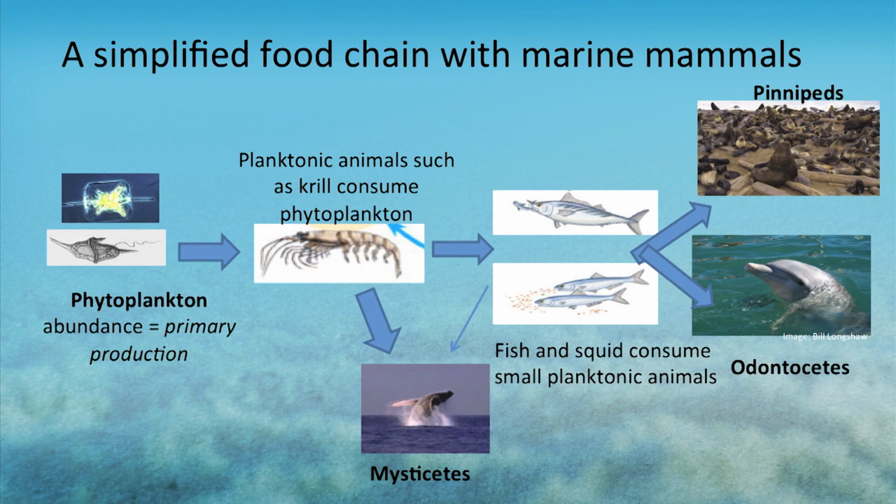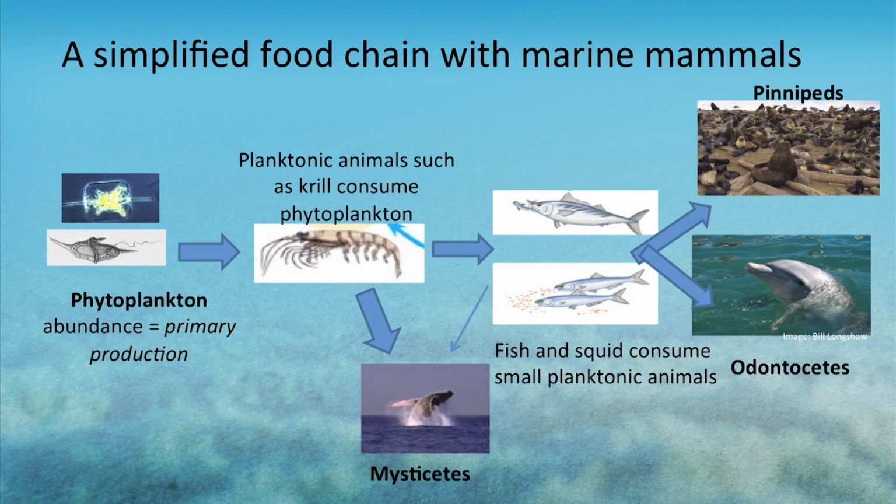What we call the abundance of phytoplankton is primary productivity. In other words, if you talk about waters that have a high primary productivity, you are saying they have a lot of phytoplankton. The organisms that consume that phytoplankton are going to be the small animals like krill. And of course, from there you have your fish that consume that krill. And then generically, we say most of our marine mammals are going to be one step beyond that, such as our odontocetes, like our dolphins, and our pinnipeds, like our seals.